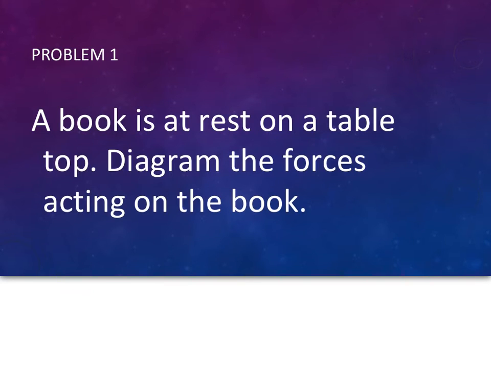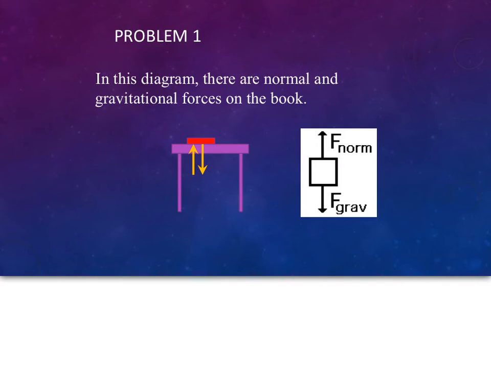Let's do a few problems to try it out. If we have a book that's at rest on a table, let's diagram the forces acting on the book. Think about it. There would be the weight of the book, or the force of gravity, and then of course the normal force from the table pushing back up. Let's take a look at the answer. Here's the answer with the normal force pushing up and the force of gravity pushing down. That would be your free body diagram. Notice that there's no horizontal or left and right forces, just up and down in this case. And that's okay. Only 2 forces acting on it is fine if that's really only the forces acting on it.